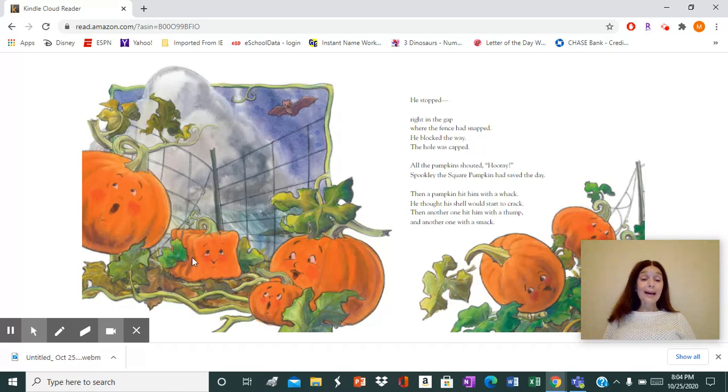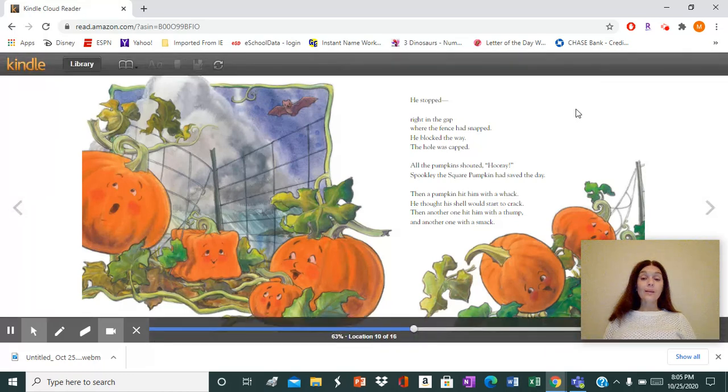So Spookley got himself out of the vine and pushed himself in front of the hole in the fence. All the pumpkins shouted, "Hooray! Spookley the square pumpkin has saved the day."